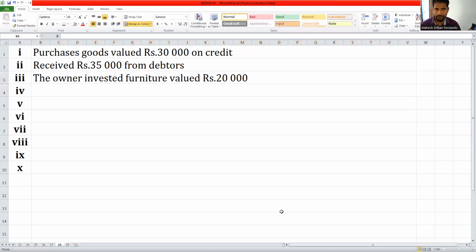Number 4, office equipment plus 50, cash minus 50. Who can tell me the description of that? Number 4, office equipment up, cash down. How is it possible?